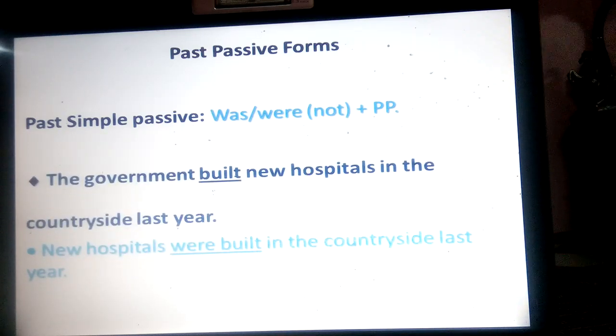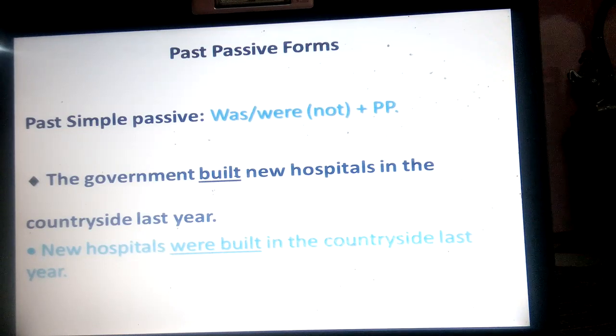The government built new hospitals in the countryside last year. What is the verb here? Built is the past of build. So we have past simple tense here, active. If I want to make it passive, we'll begin with the object that comes after the verb, new hospitals. So we'll say new hospitals, plural, were built in the countryside last year.